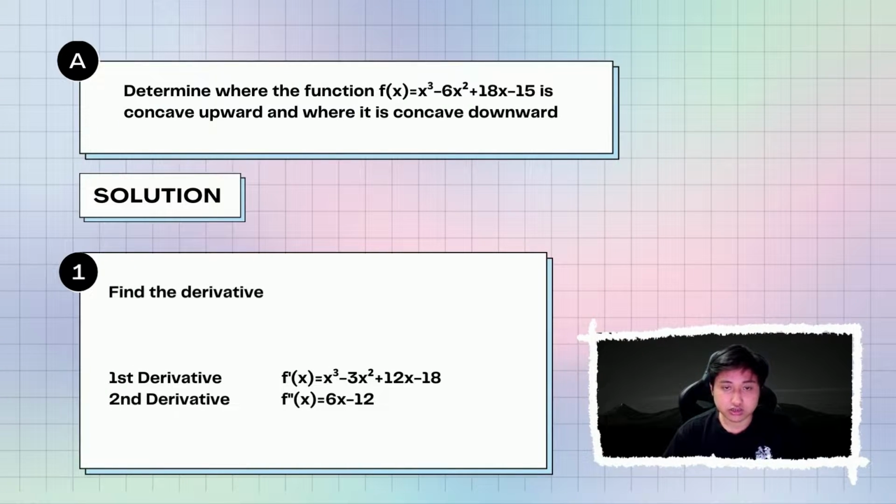So the first question is to determine whether the function f(x) equal to x cubed minus 6x squared plus 18x minus 18 is concave upward and where it is concave downward.